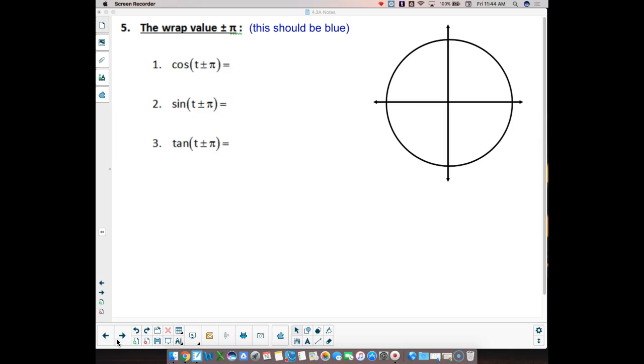Now, let's tweak it a little bit. Instead of going a full circle, 2 pi, let's go pi. So what part of the circle is that? I'm only going pi around, half the circle. So I'm only going halfway around. So again, we'll start at pi over 3, and I don't care which direction you go.